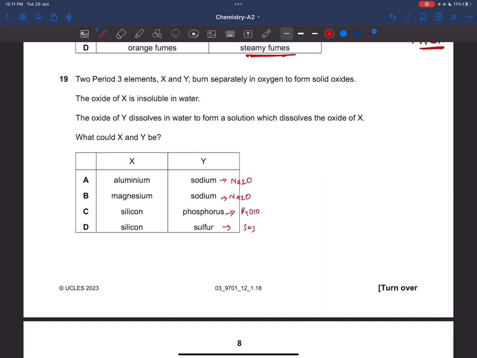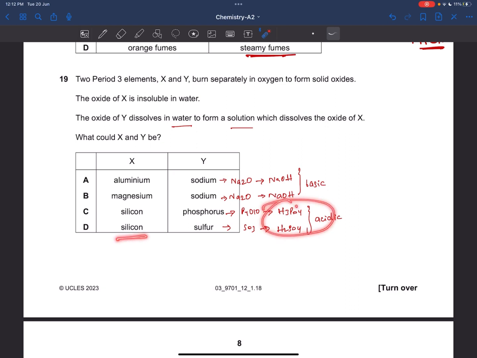They're saying dissolve in water to form a solution, so Y dissolves in water. When they dissolve in water, Na2O makes NaOH, and this will make the acid H3PO4, and this will make sulfuric acid. So these both are acidic, right? And these both are basic. For these two, the X should be basic, and for this, aluminum or magnesium should be acidic.